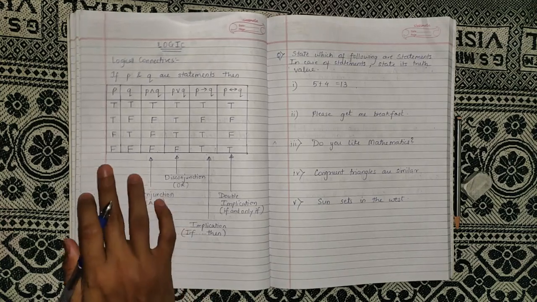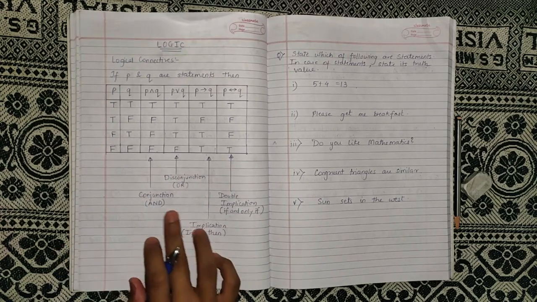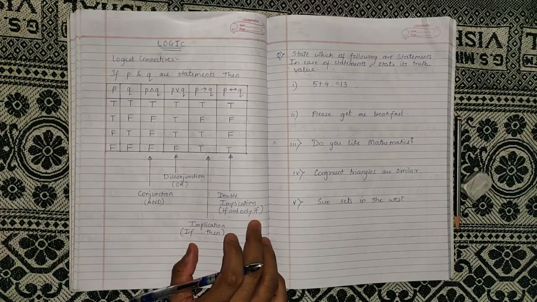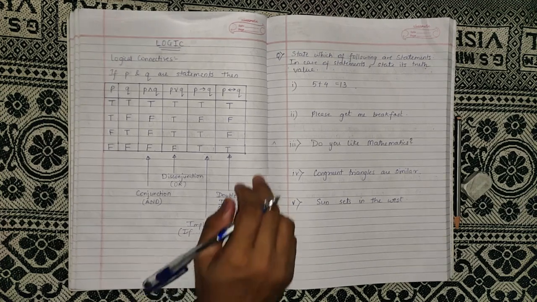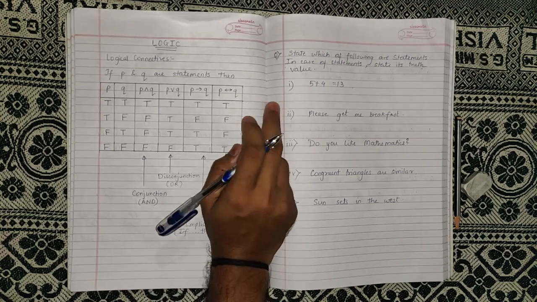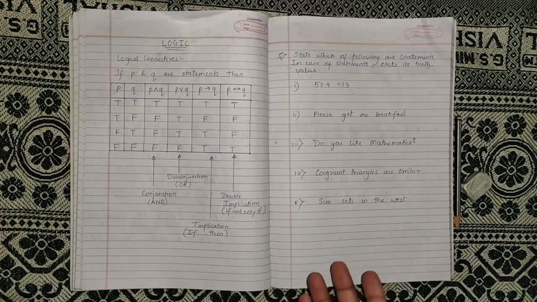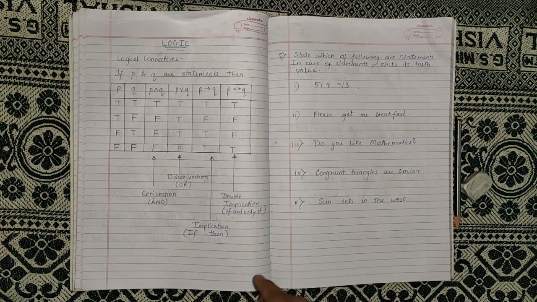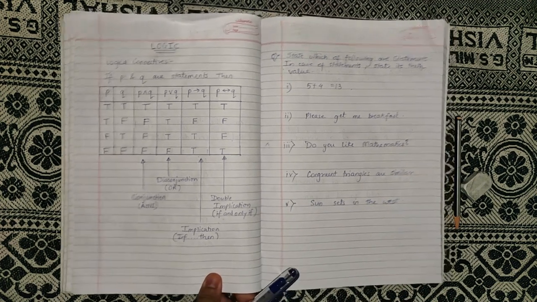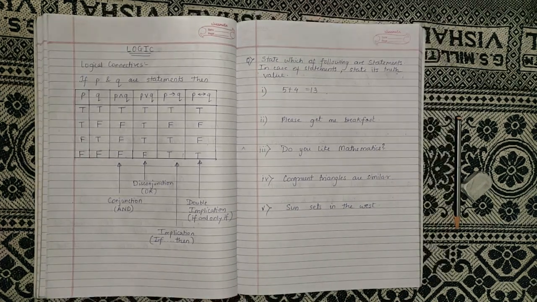So this is the master table of all the logical connectives. I didn't mention negation because negation is very simple to write. If you have true, you write false. If you have false, you write true. Now let's go further with the examples.